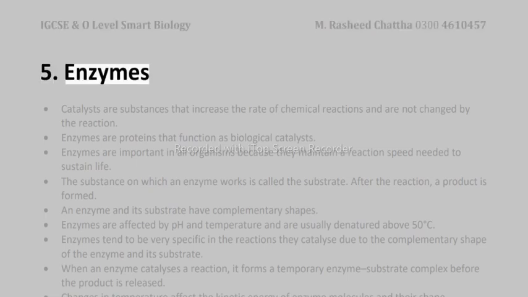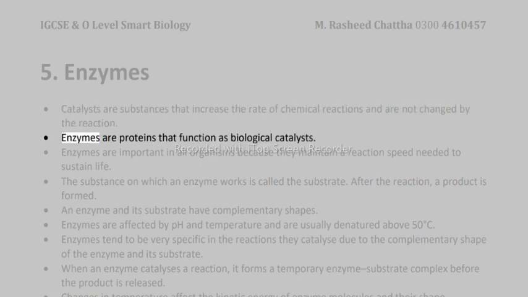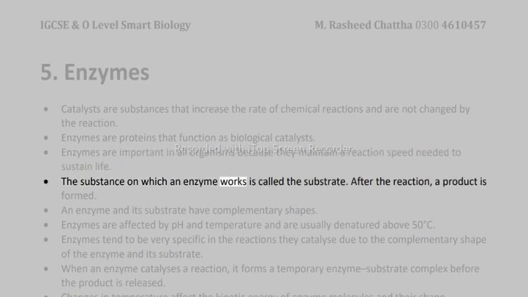5. Enzymes. Catalysts are substances that increase the rate of chemical reactions and are not changed by the reaction. Enzymes are proteins that function as biological catalysts. Enzymes are important in all organisms because they maintain a reaction speed needed to sustain life. The substance on which an enzyme works is called the substrate. After the reaction, a product is formed.